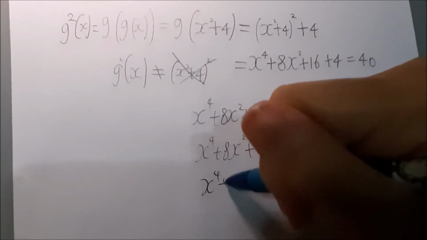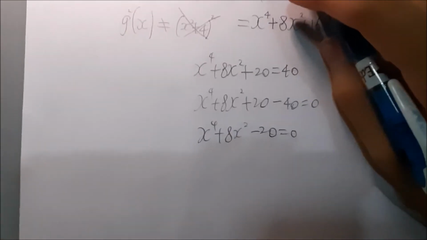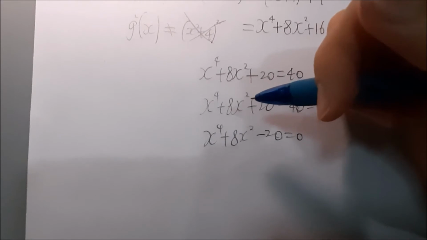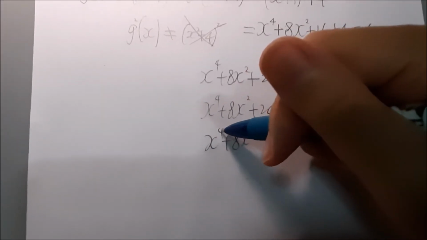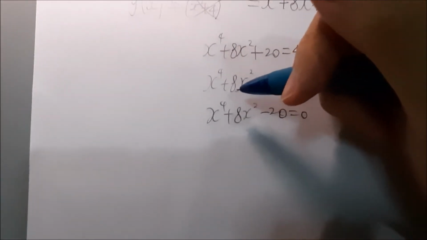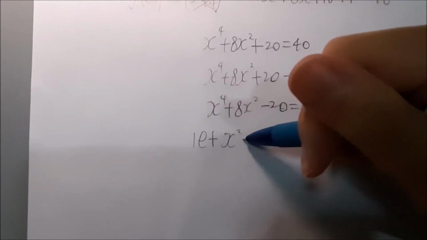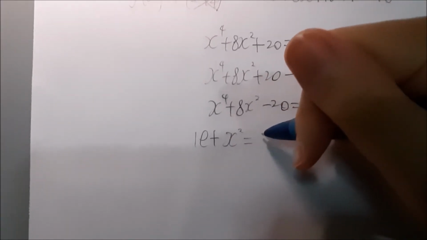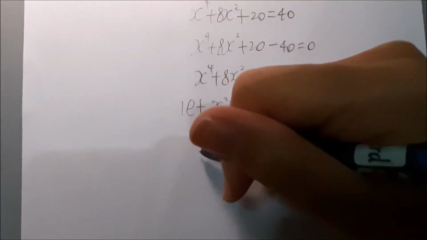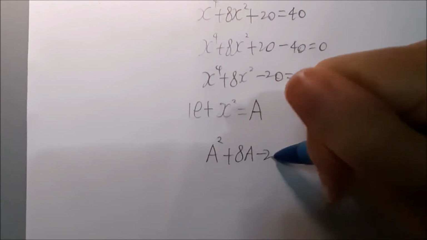And then if you simplify this, it becomes minus 20. And then from here, you can just factorize these two equations. To do that, you may get confused as the power of this x is the power of 4. Well, you can change that by saying let x squared equal a variable or a letter that you want, for example a, so that this becomes a squared plus 8a minus 20.